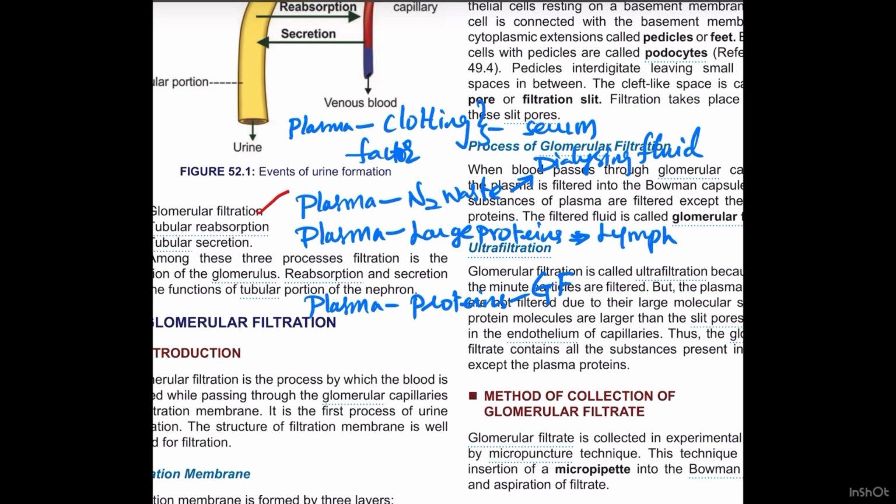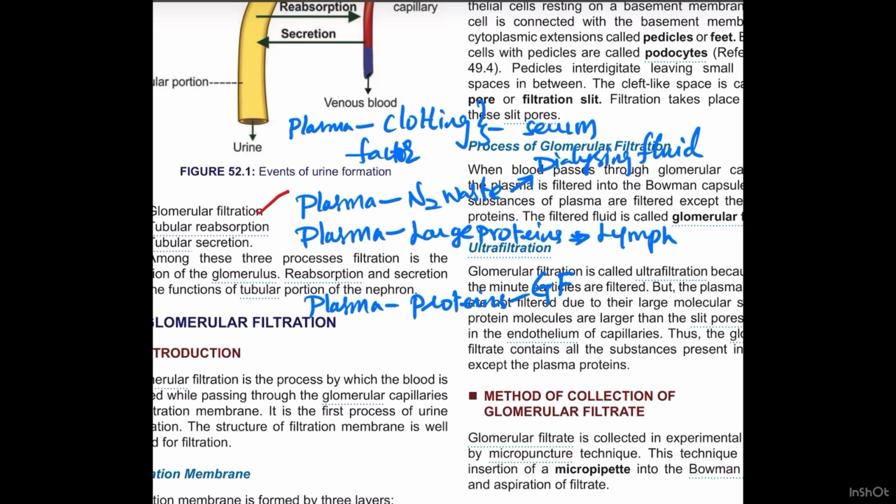Hope you got it. Now I am going to repeat, you can see that. Plasma minus clotting factors, you can consider it like serum. Plasma minus nitrogenous waste is dialyzing fluid, which you are going to use in artificial kidney dialysis.